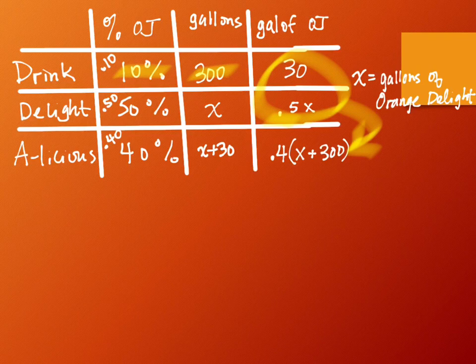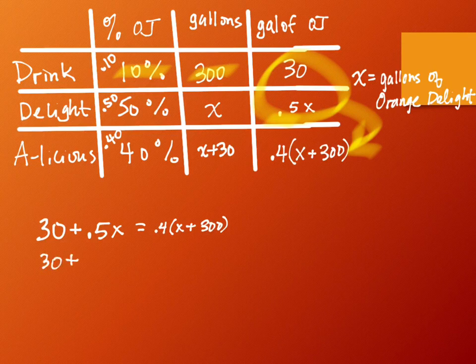So over here I have 30 plus the 0.5x. That's the two individual, the drink and the delight. That's their orange juice quantity that they have in there. And it's going to equal the 0.4 times the x plus 300. That's the amount of orange juice. So this is the amount of orange juice in orange drink. This is the amount of orange juice in Orange Delight. And this is the amount of orange juice, or the percentage rather, that's going into my, what's the last one? Orangelicious.